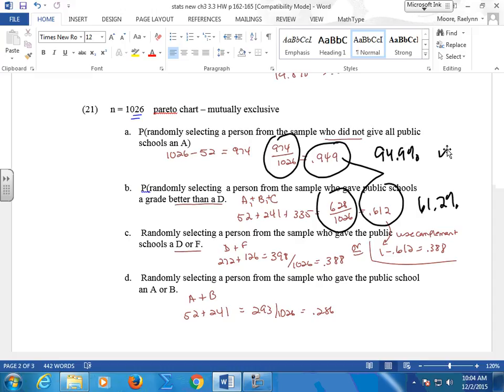Randomly selecting a person who gave public schools a grade better than a D. So better than a D, they would have to have given them an A, a B, or a C. So add those together and come out with your probabilities. A D or an F, probability that it's a D or an F, you can absolutely add your D and F, or because A, B, and C, the only other options are D and F, subtract this guy from 1. Use your complement condition.